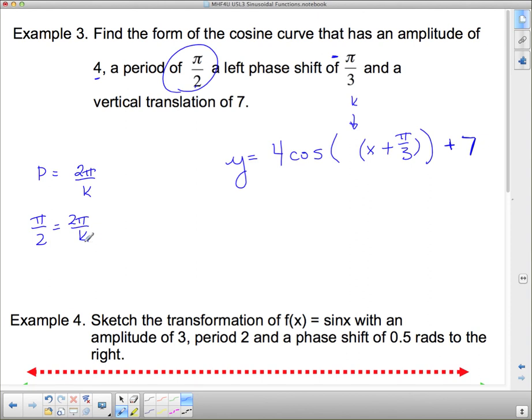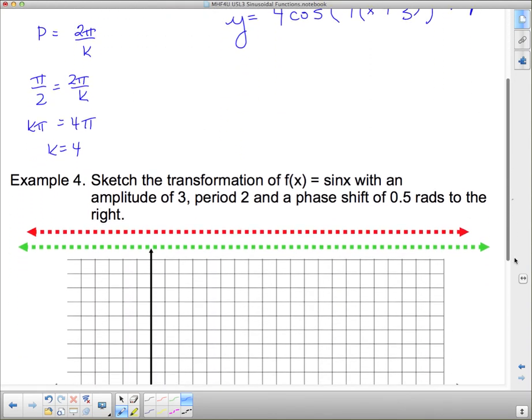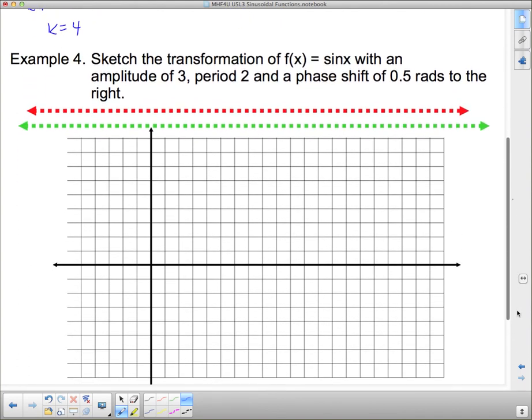We can cross multiply if we want. I'm going to get k pi on this side, and 4 pi on this side. And then when I divide both sides by pi, that's going to cancel, so the k value we want is simply 4. So I'm going to put a 4 in here for k. And that is our value of the cosine function. And this is the last one we're going to do right here.